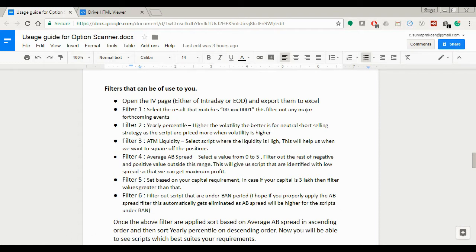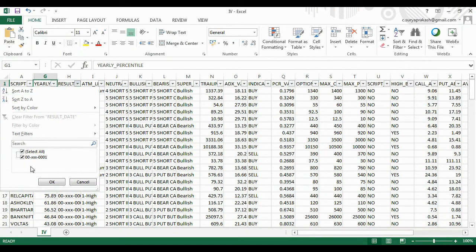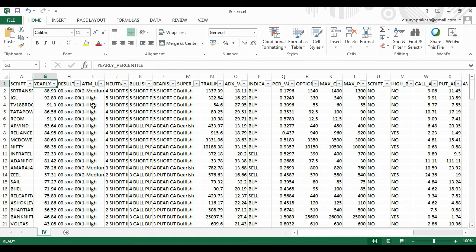The first one will be the result filter. Select all the filters based on result, where it is 0000 and 0001, just to filter out the stocks which have a result coming up. As of now, there are no stocks with a result in the future, so all the values are mapped to 00, so no filter needs to be applied here.